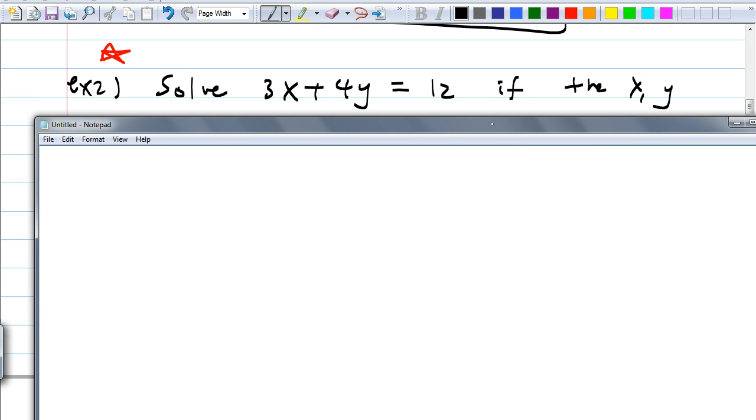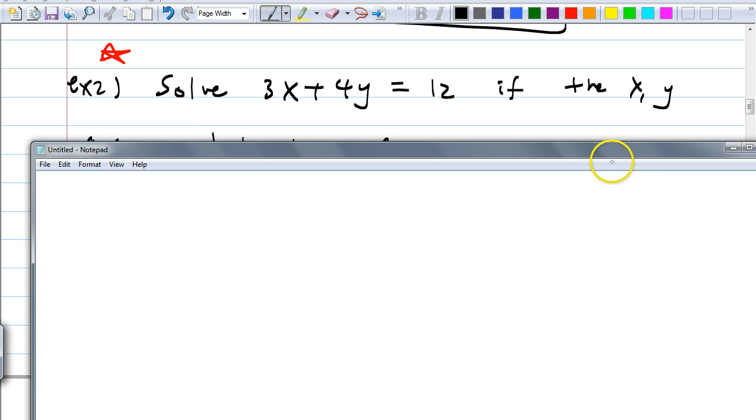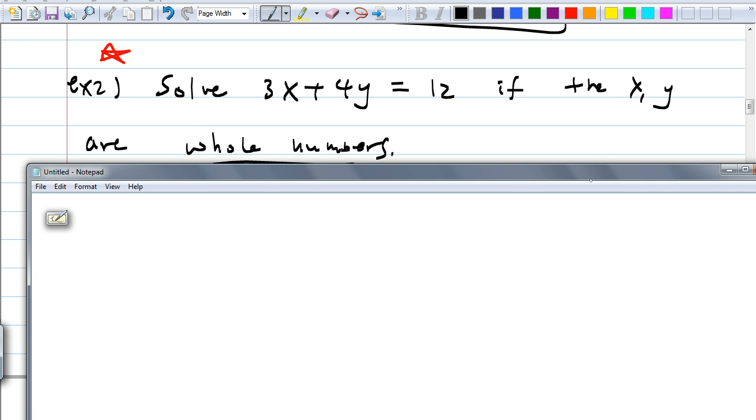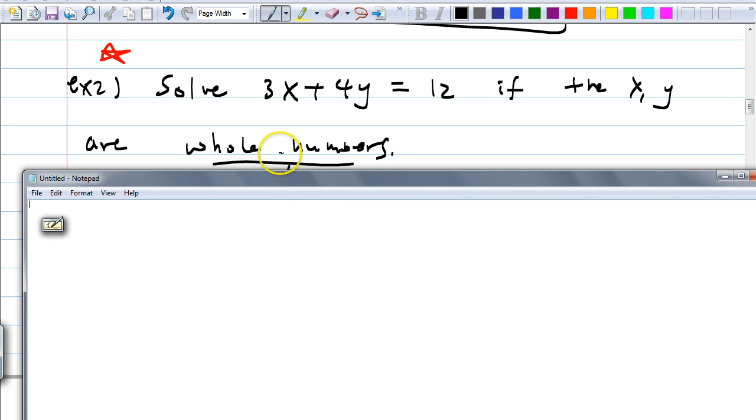It says, solve this linear equation. Solve 3x + 4y = 12 if x and y are whole numbers. You're going to like this, because if they don't say whole numbers, then this problem is impossible to list them all out. It says solve this if x and y are whole numbers. By the way, what are whole numbers?